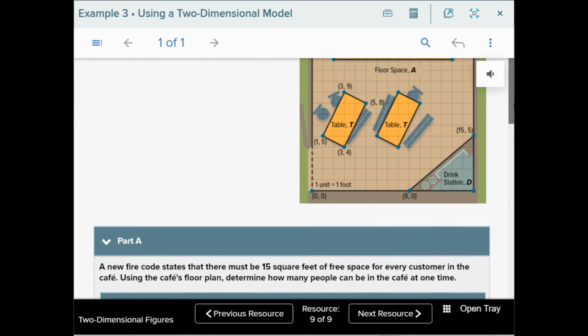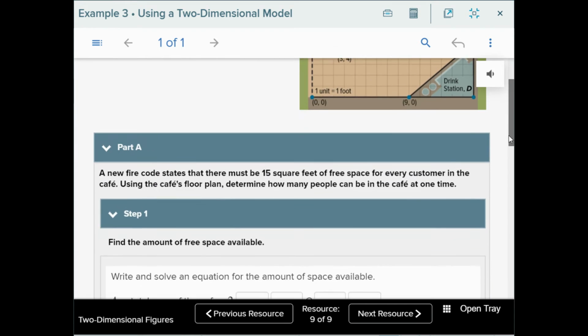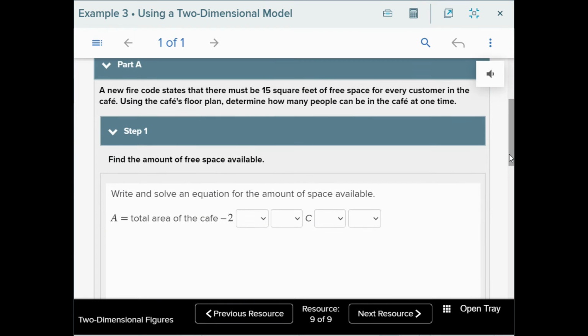Looking at the diagram, realistically, you're not going to have people standing on the tables, standing on the counter, or standing on the drink station. So we have to take those away from the amount of available area that there is. Here they kind of have it laid out. To find the total free space, we should figure out what the total area of the cafe is.